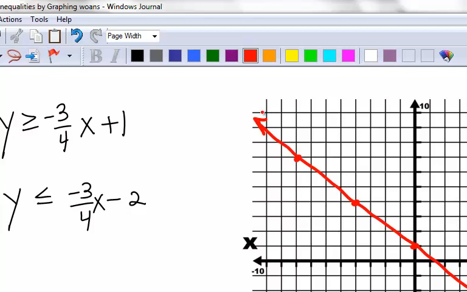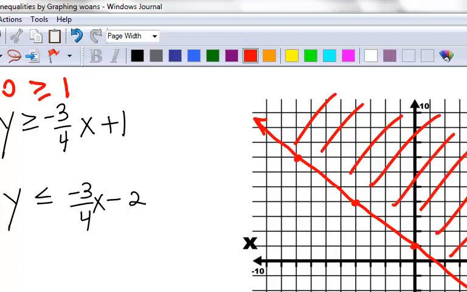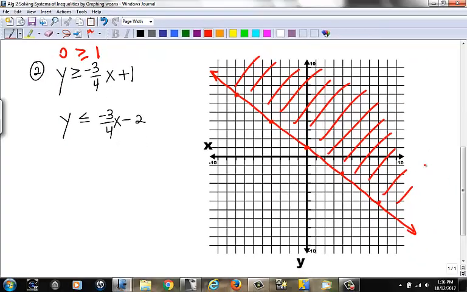Test 0, 0. And notice where 0, 0 is on your graph. It's down below. So you get 0 is greater than or equal to 1. That is false. So we're going to shade the other side. Shade the side that's true. Okay, then do the other one.